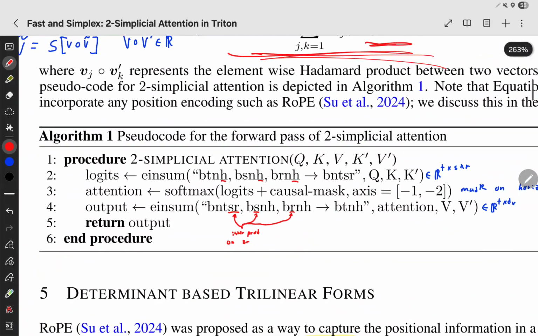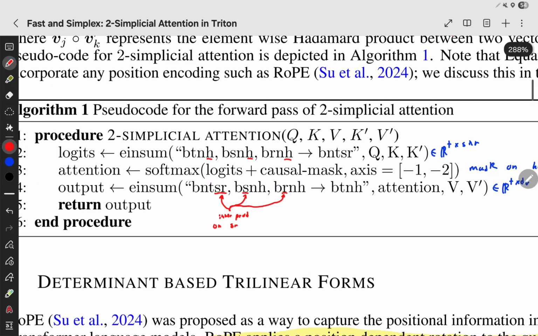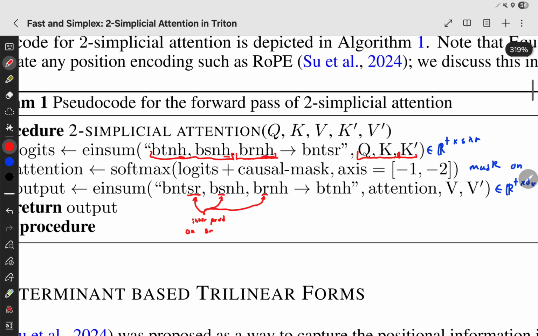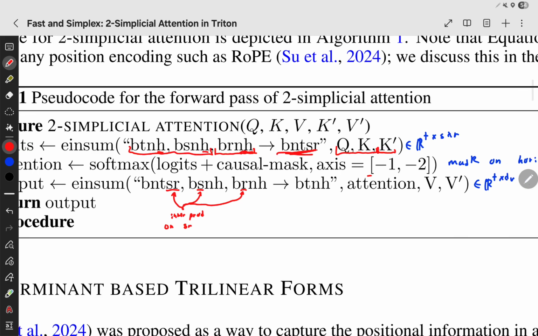So if we look at the pseudocode for their 2-simplicial attention, you do an einsum, so this is A here. A is an einsum. What we had before is these two matrices, and we add a third matrix here. Note that all it's doing is an einsum where the inner product dimension is H, because it's in the inputs and not the output. Then we do softmax, and it's over two axes, so it's over -1 and -2.